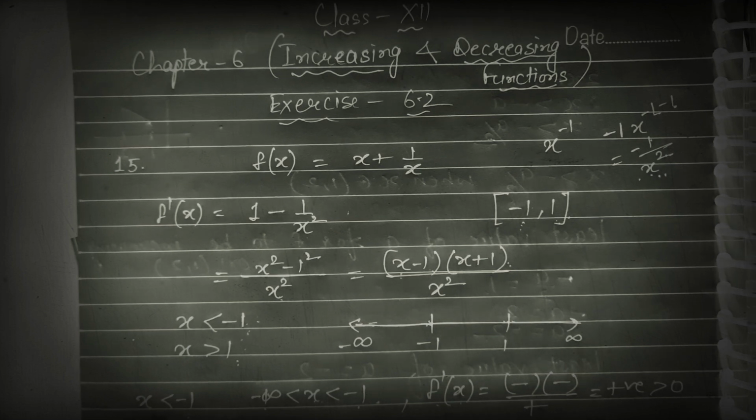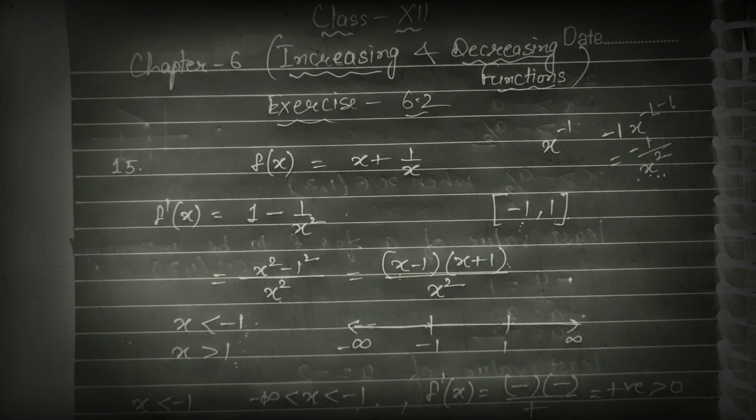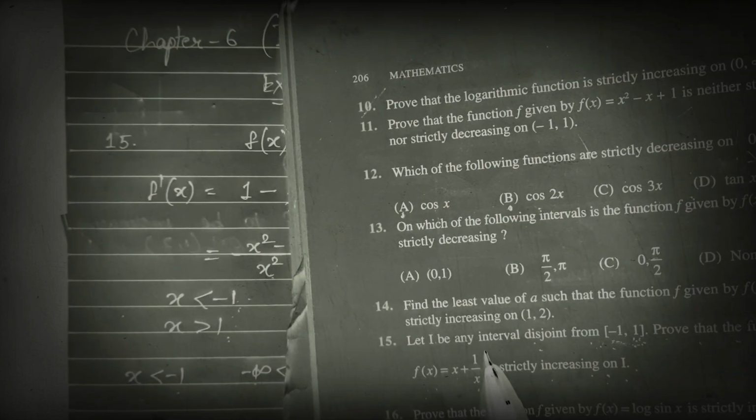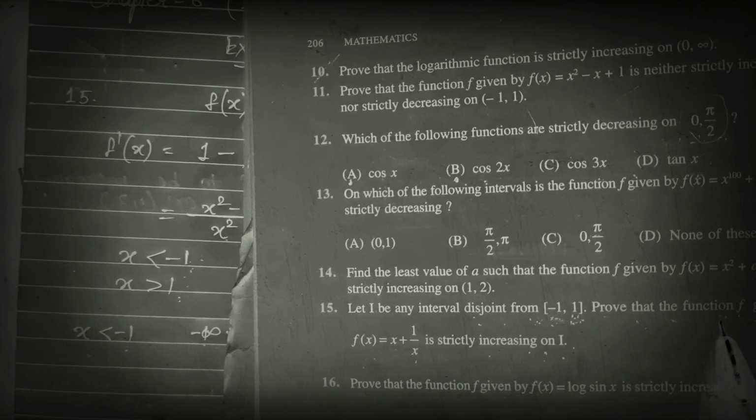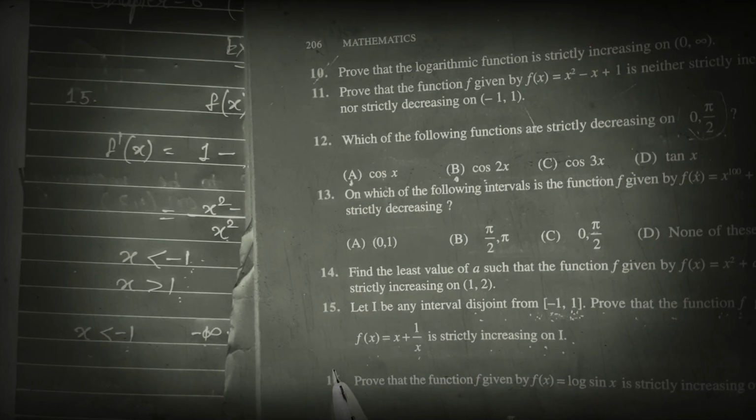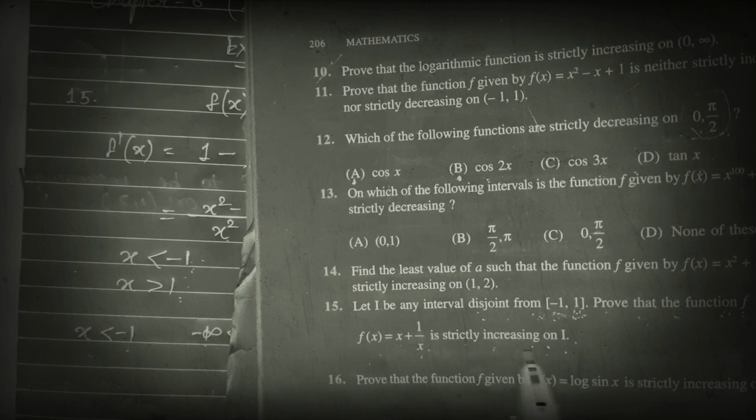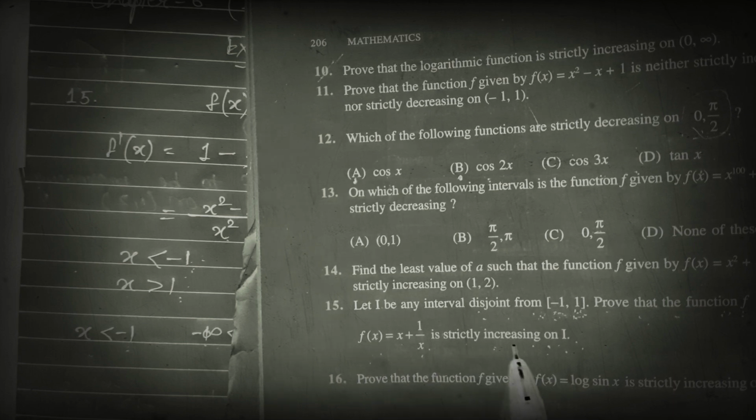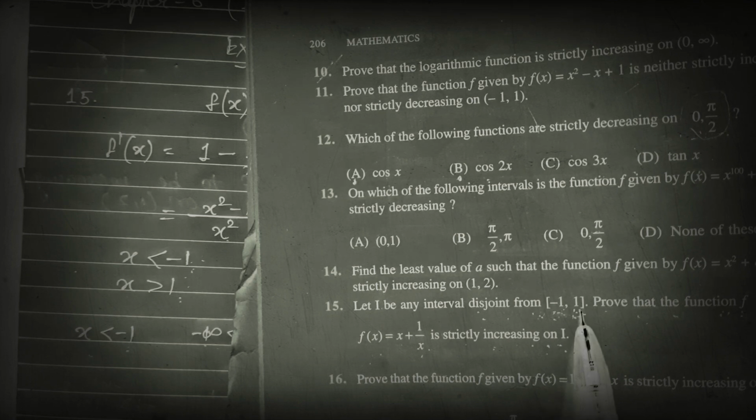Good morning everyone. Today we will discuss question number 15 to 18 of exercise 6.2. So look at question 15. Let I be any interval disjoint from -1 to 1. Prove that the function f given by f(x) = x + 1/x is strictly increasing on I. So we have to show that this function is strictly increasing on I, the interval disjoint from this interval.